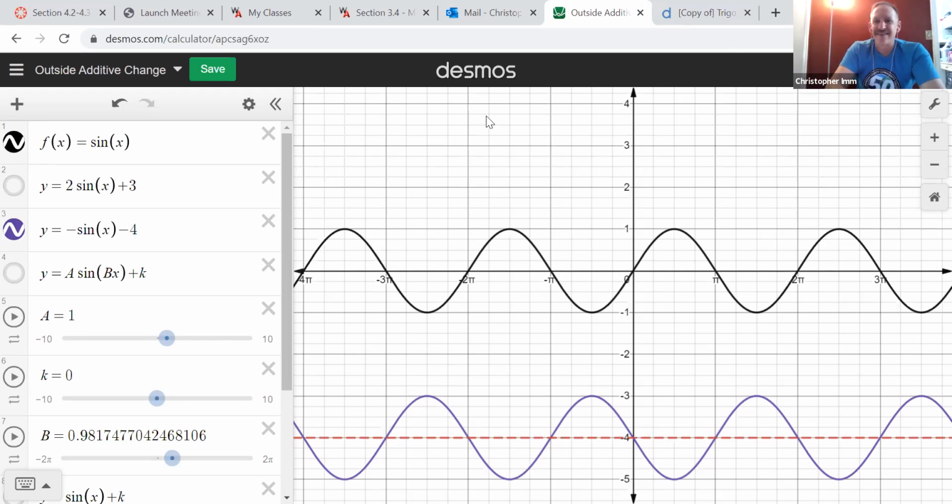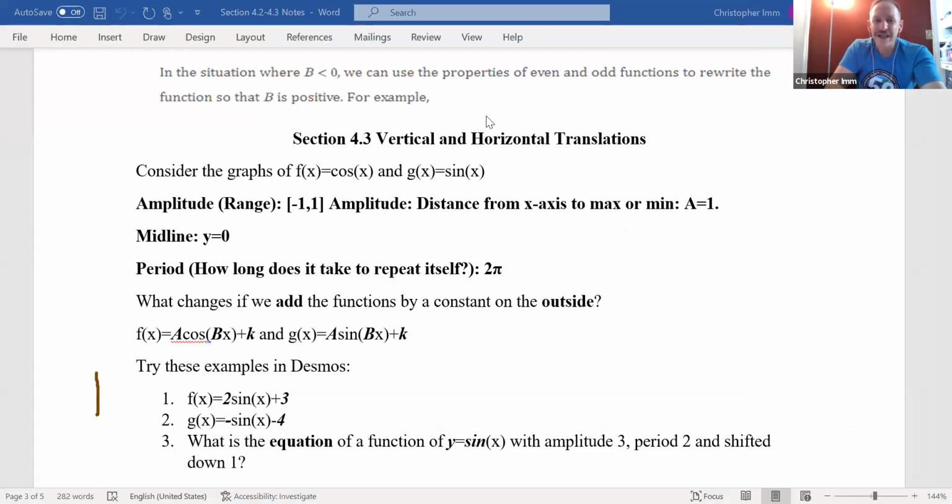Okay. So I want to give you a chance to create something. So I'm going to go back and share this. I want you to write the equation of a function of y is equal to sine of x with an amplitude of 3, a period of 2, and shifted down 1. I'm going to give you a couple minutes to think about it. Don't blurt it out, but type it in chat. And then in a couple minutes, I'll have you send it.